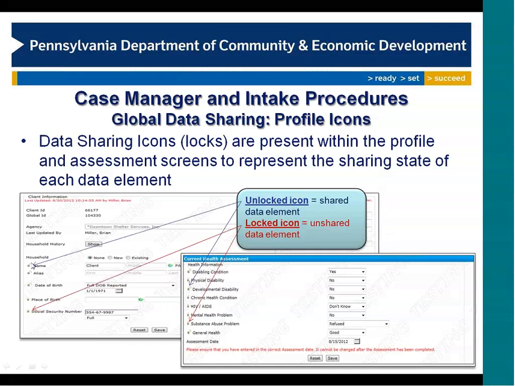Any padlock that is unlocked, as you can see here, kind of swung open, represents data elements that are currently shared by the client. Any padlock that's closed, as you see here, is not shared. It's a nice, quick, easy method to view the profile as well as the assessments area to see what's shared or not.